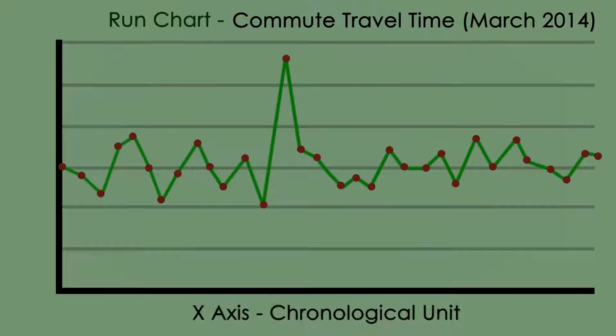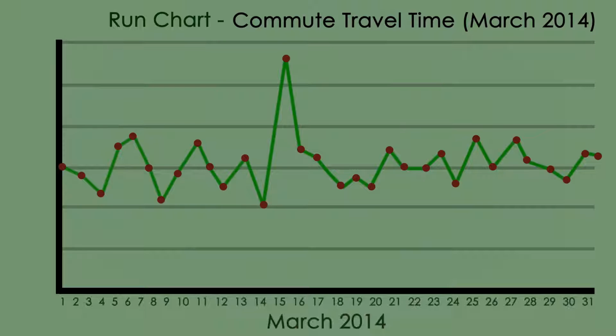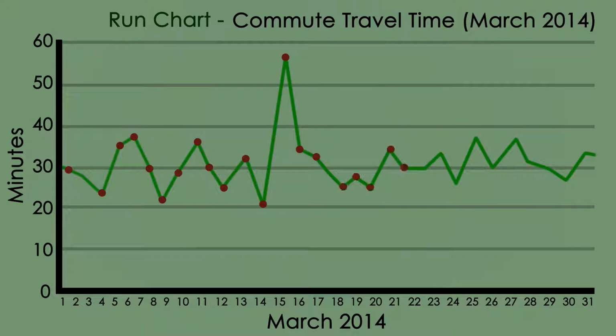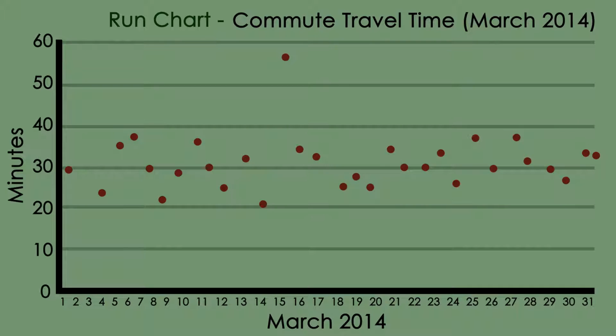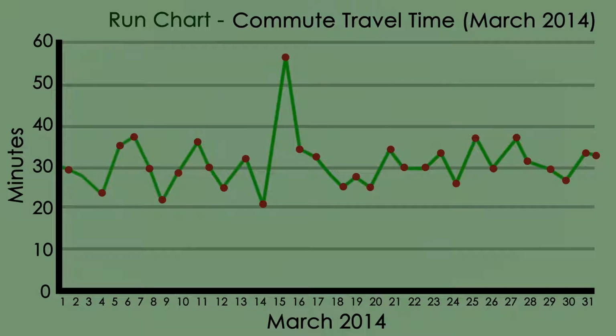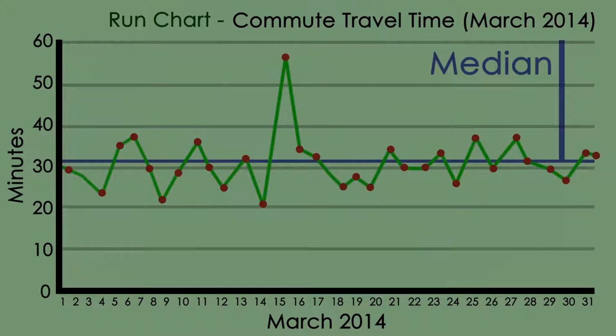The x-axis displays the chronological unit used, such as time, date, or year, and the y-axis displays a measure of interest, such as percentage or count. The data points are plotted on the graph and then connected with a line. A center line is often drawn as a first step to analyze the data in the graph. For a run chart, this center line is the median of the data, or the point at which 50% of the data points fall either above or below this value.